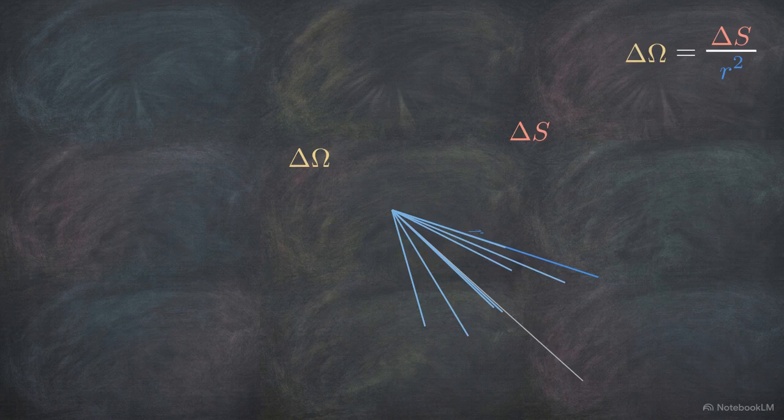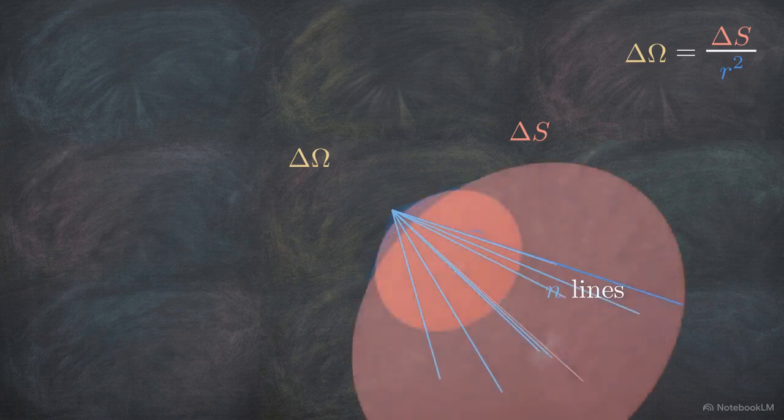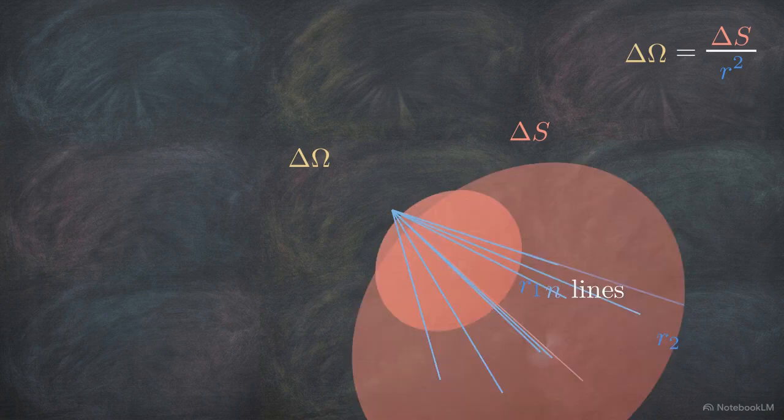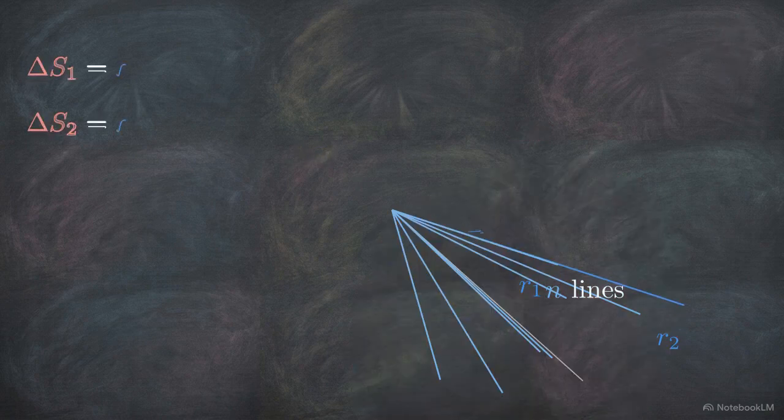We cast a fixed number of radial field lines, n, through our solid angle cone. We intersect the cone with 2 area elements, one at distance r1 and a second, larger area further out at distance r2. By rearranging our formula, we see that the area of these elements grows by the square of the distance. The first area is r1 squared times delta omega. The second is r2 squared times delta omega.